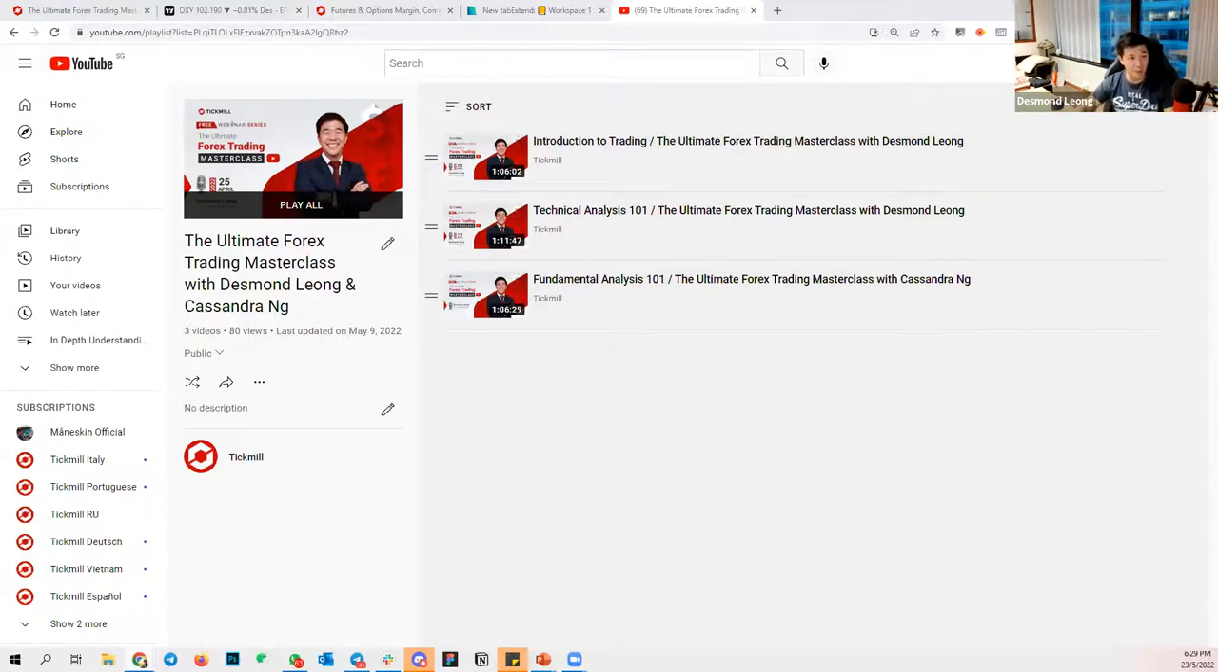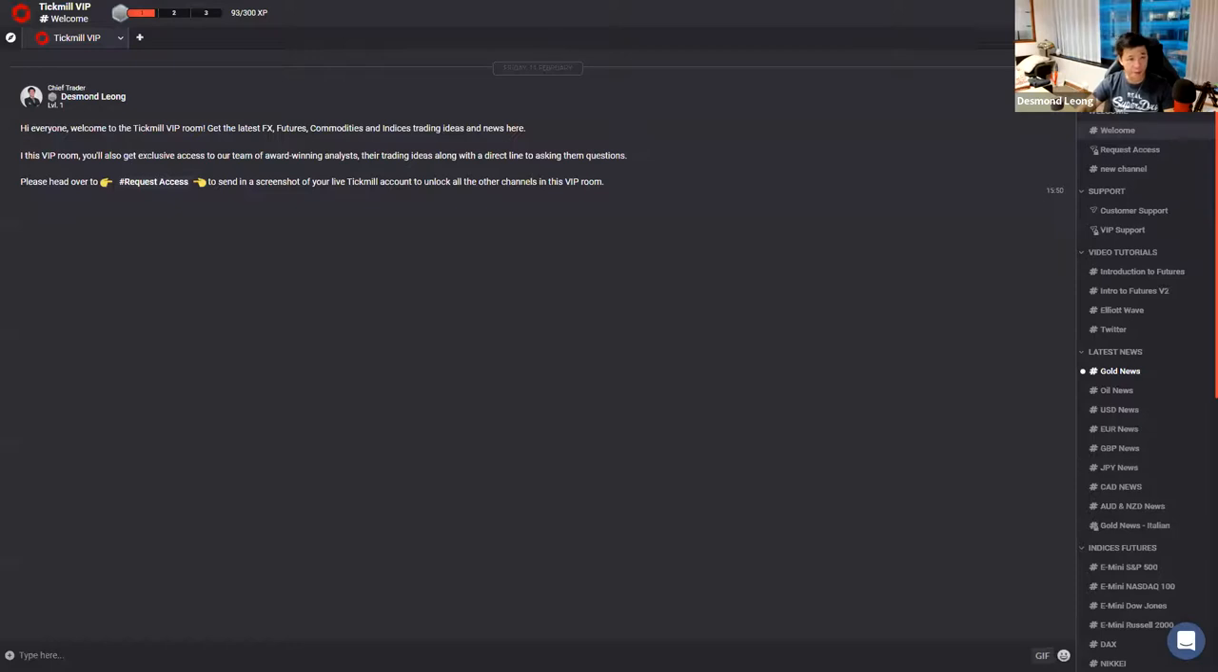I'm just going to show you the Tickmill VIP room, for those of you who are here for the first time and have not seen it. I'm going to share my screen. This is the VIP room, which is in the final stage of compliance before launch. As long as you're a Tickmill client, you get to come in here. We have ranks, badges, and leaderboards.